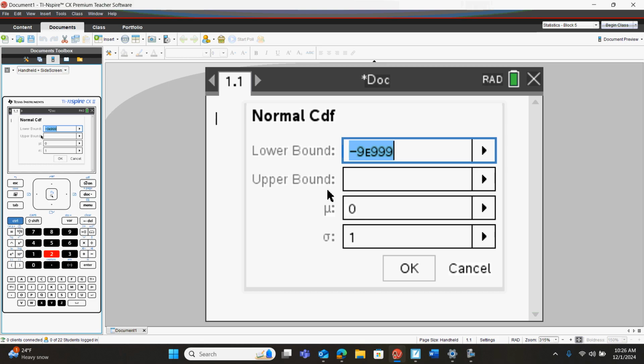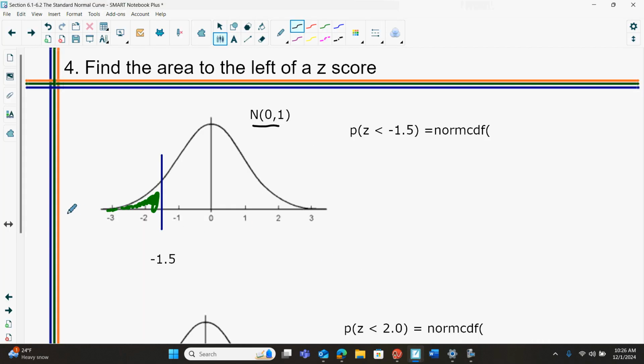Okay. In this case, if I come back to the slideshow, we want the area left. Like I told you, this curve never ends. So we basically want a big number here that defaults to infinity. In your calculator, it's already preset for you. You're going to write negative 9 E 999. That's the lower bound. This is negative 9 times 10 to the 999th power, which is a very big number. This will cover everything to the left of that curve. Okay, that's your lower bound.